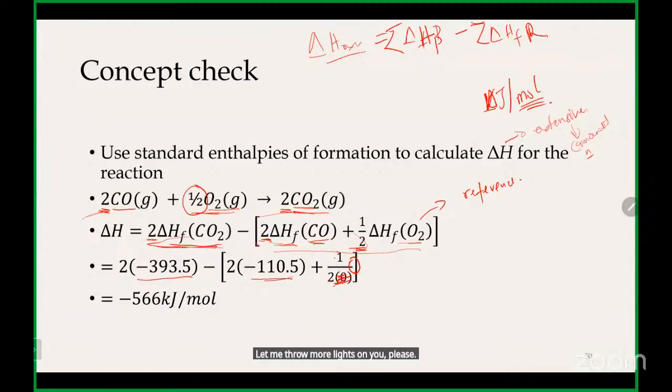Thank you for your answers. I said it is between 1 bar and 25 degrees Celsius. Let me throw more light on it. It's okay now. Thank you, ma.